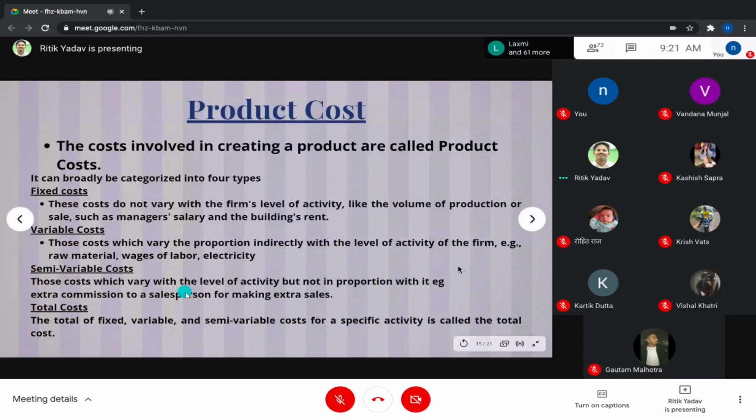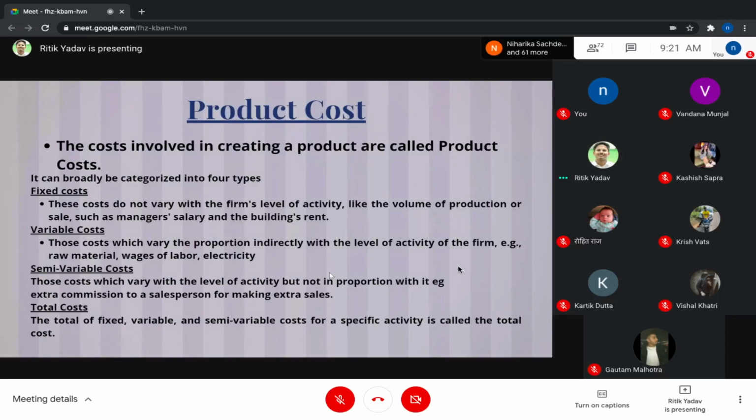Third, we have semi-variable costs. Semi-variable costs are those which vary with the level of activity but not in proportion with it. Example, extra commission to a salesperson for doing the extra sales.